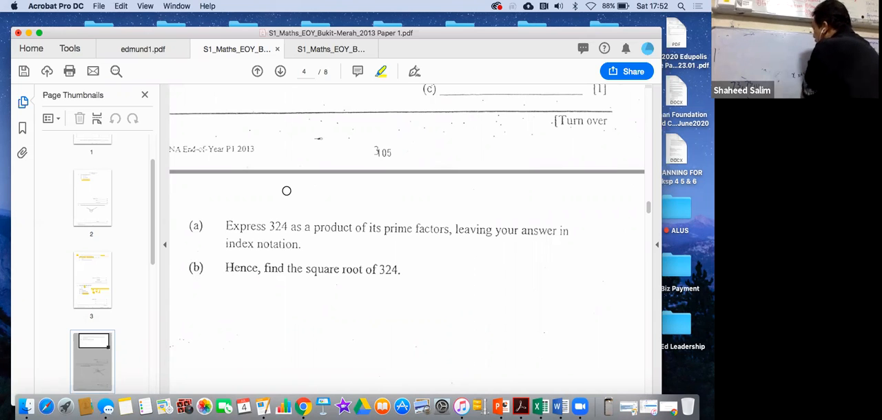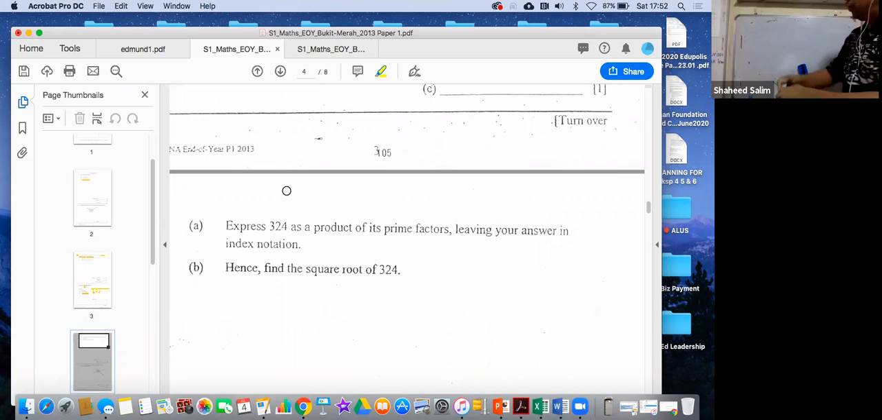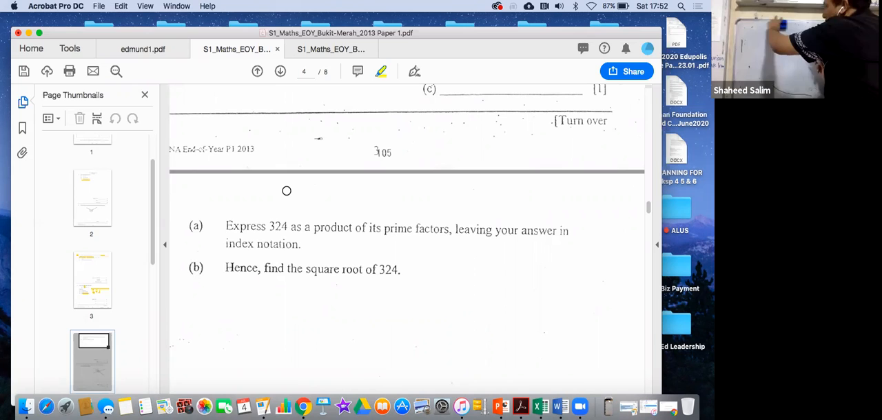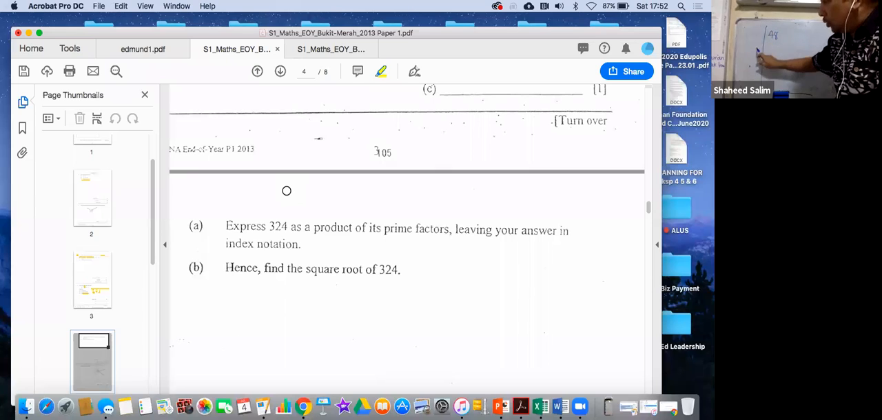So let's say I give you a number, let's say 48. I want you to find the prime factorization of 48. You just write 48 and then you draw a line here like that. Then you start with number 2. All the numbers here you write must be prime numbers. So what are prime numbers? Numbers that can divide by 1 and itself. So we start with 2.